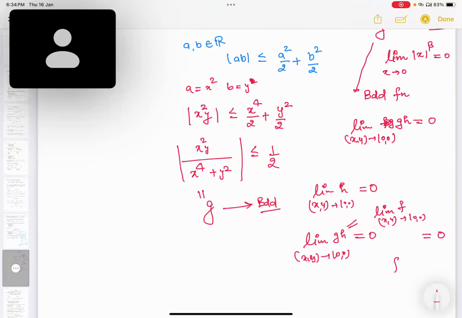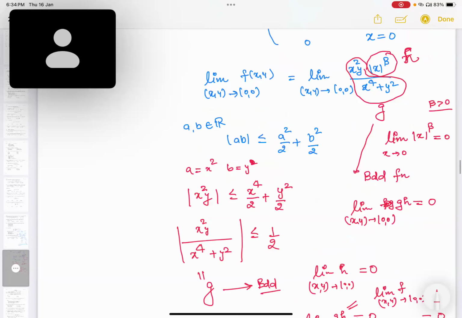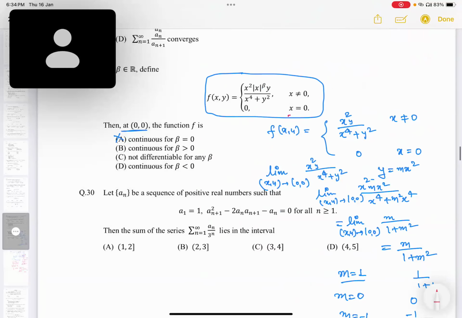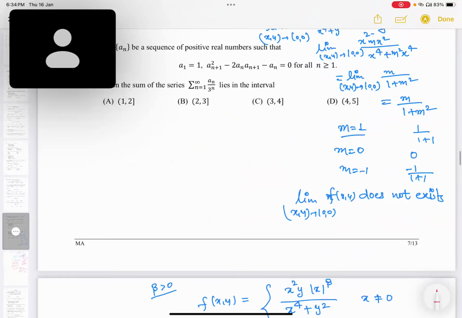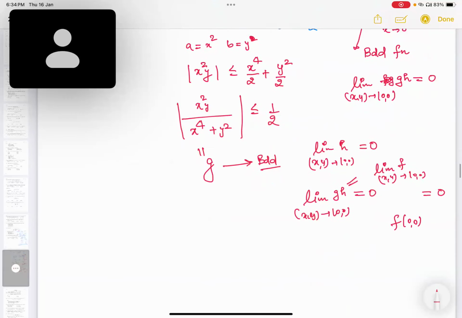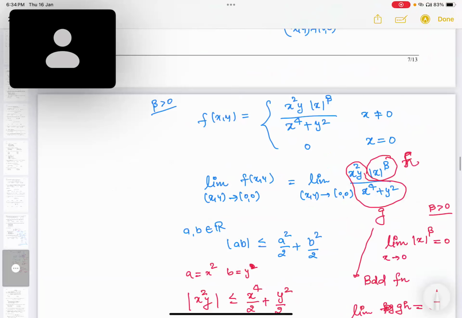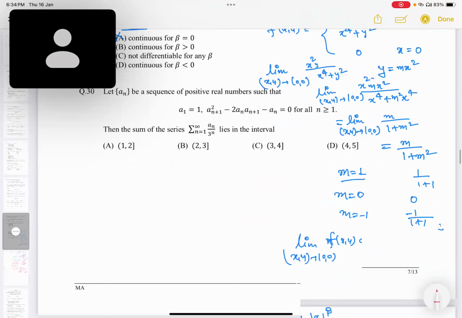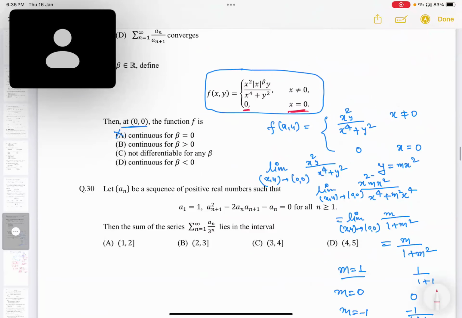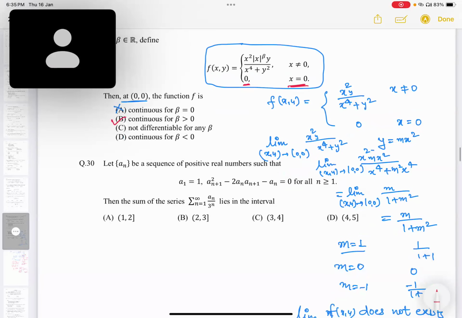Now, what's the value of f at 0, 0? In the question it is given that if x is 0, then the value is 0. So at the point 0, 0, x is 0, so this is also 0. So the limit is actually attained by the function. So this function is continuous for beta greater than 0. This option is true, right? Differentiability we will discuss later. So let's try the D part.